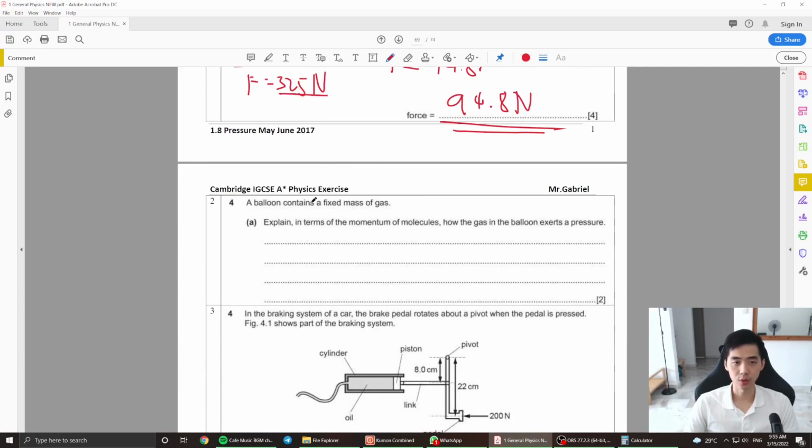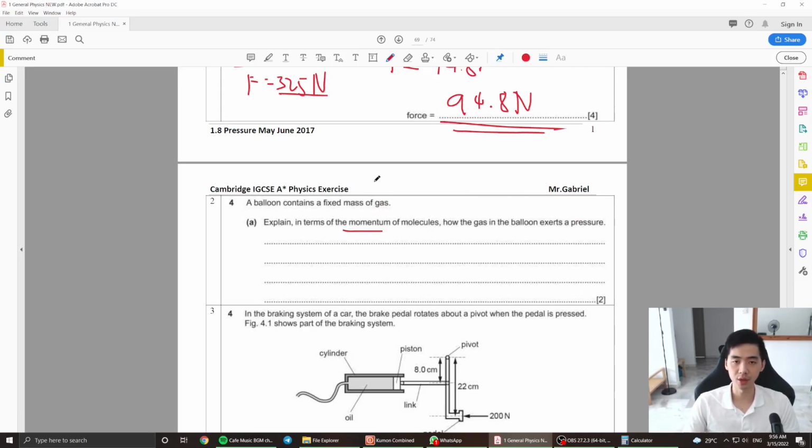And then this next question here, a balloon contains a fixed mass of gas. Explain in terms of momentum of molecules how the gas in the balloon exerts a pressure. Now this question here is basically testing your understanding on momentum and also pressure. You're supposed to formulate a formula and relate them all together.